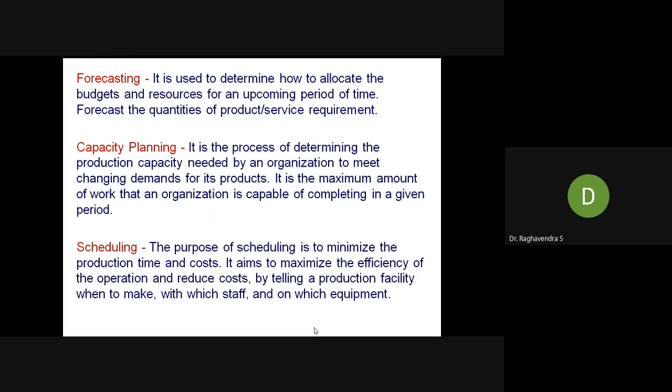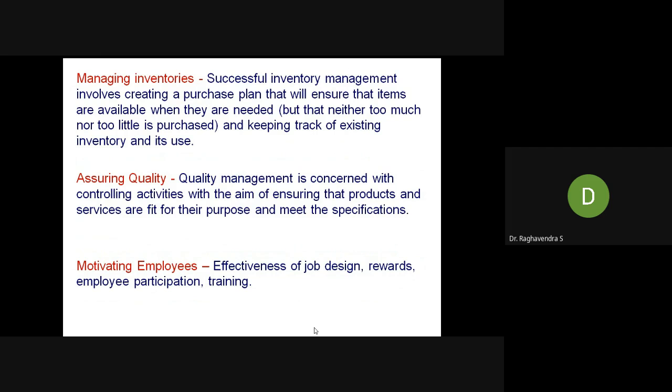Forecasting is to allocate the budget and resources for the upcoming period of time, checking what the rate of production and the demand would be next year. Capacity planning: whether to expand the company, whether I am able to meet the customer demands with the existing facilities. All these things can be done with capacity planning. Scheduling: the purpose of scheduling is to minimize the production time. There should not be a delay. Whenever some customers are there, there should not be any delay in delivering the product to them. With the resources available, we should plan properly. This is called schedule.